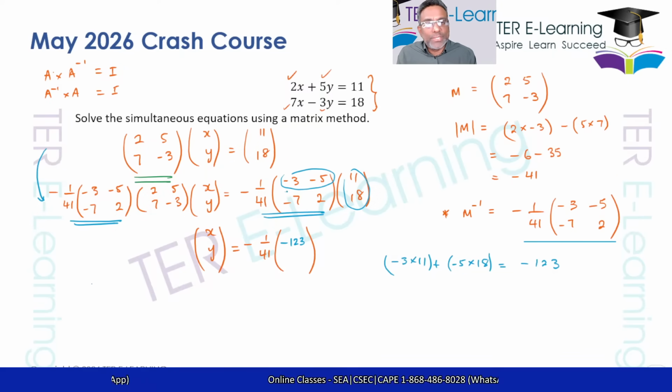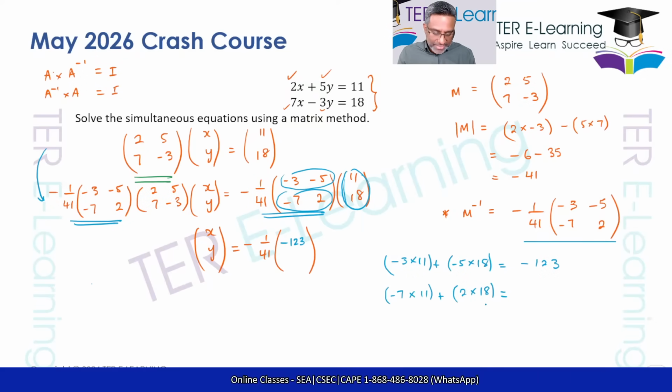Then we need to do this row now, multiplied by this column here. So this is going to be minus 7 multiplied by 11 plus 2 by 18. In this case, we have minus 77 plus 36. We're going to get minus 41. So you're going to get minus 41 here.